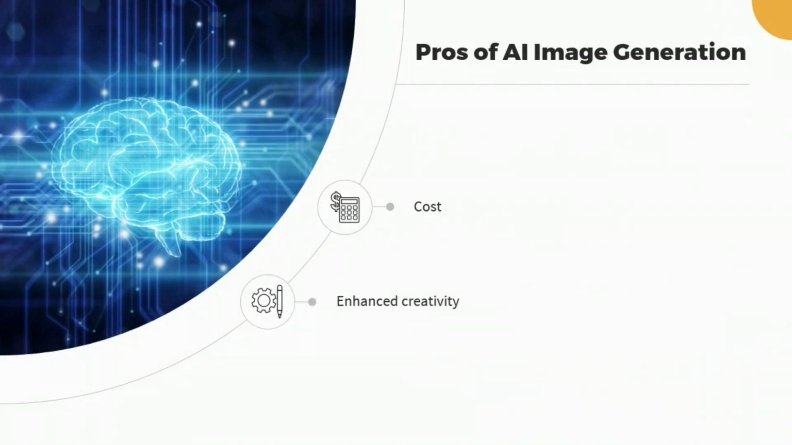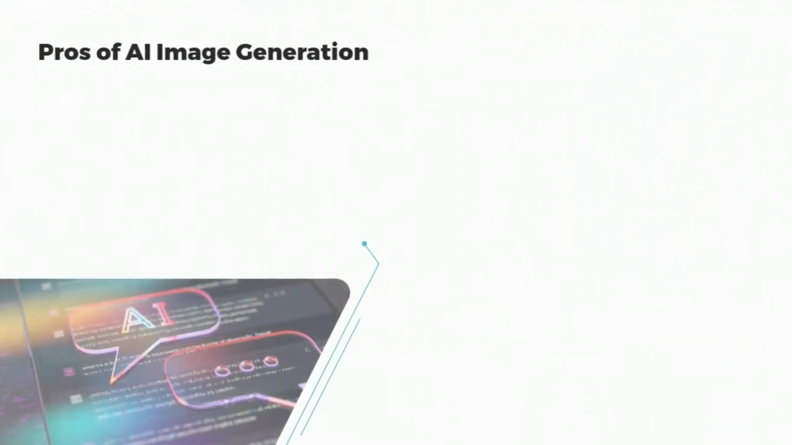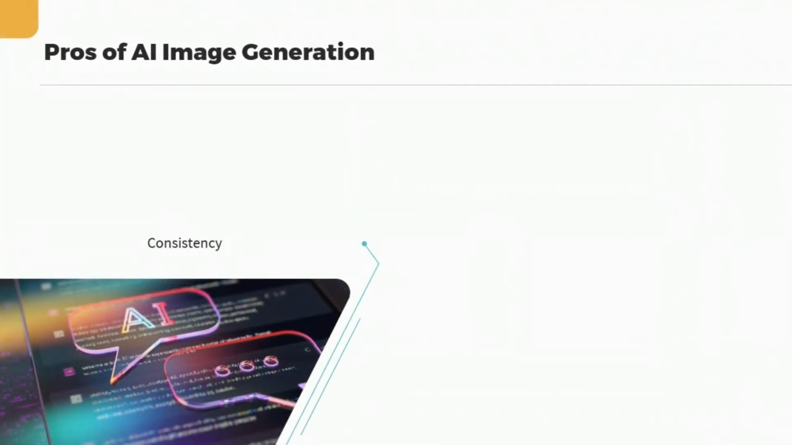And this also leads to enhanced creativity, because AI image generators can inspire creativity by generating unique and unexpected images that human designers may not have thought of. And this is going to lead to new and innovative design ideas that can set a brand or product apart from the competition. Another thing that's very useful is consistency. These AI image generators can create images that are consistent in style and quality, and they can help establish a brand's visual identity and improve things like brand recognition.